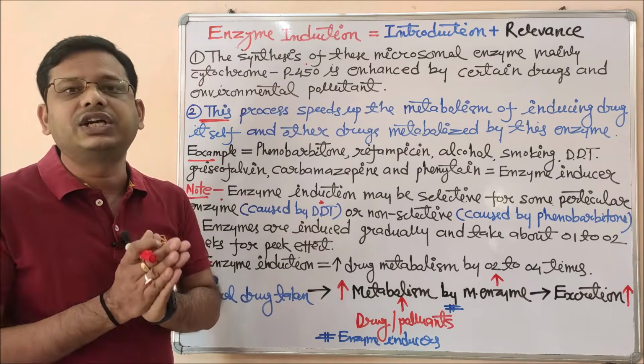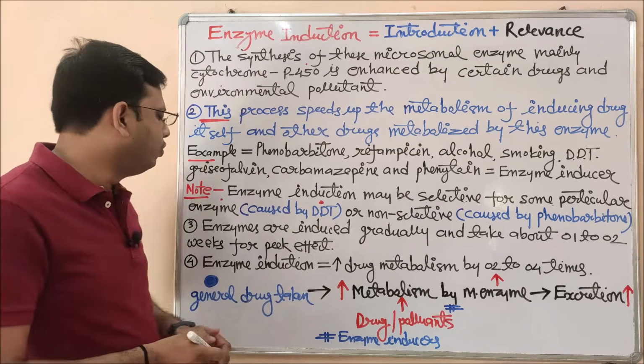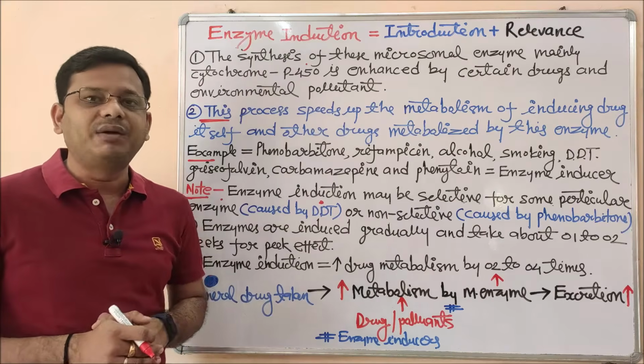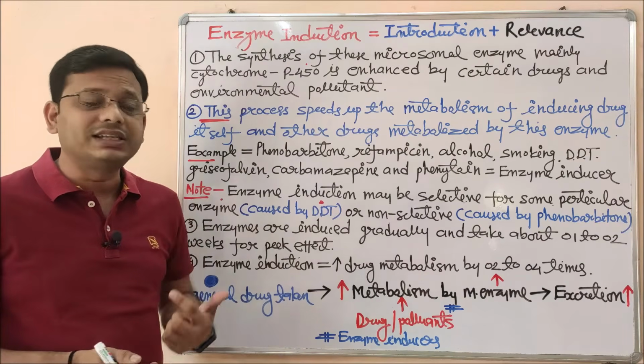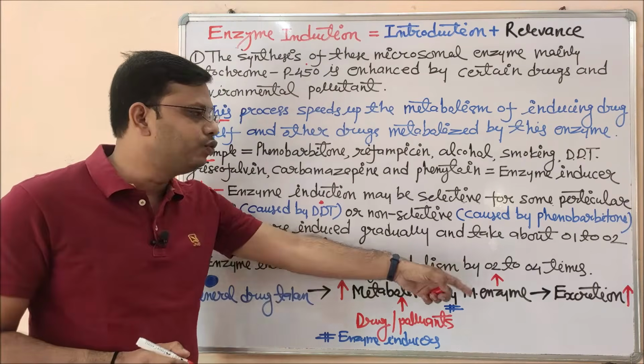That means peak concentration or peak effect of enzyme induction can be achieved in 1 to 2 hours. So next one is enzyme induction. What will happen if the enzyme is induced or increased by some drug? Enzyme induction will increase the drug metabolism by 2 to 4 times.